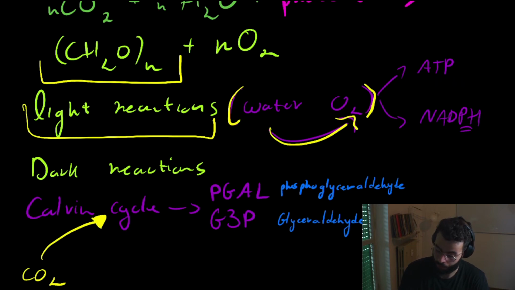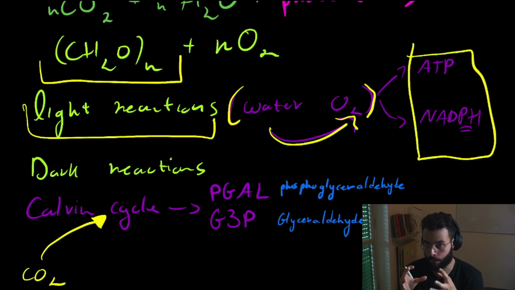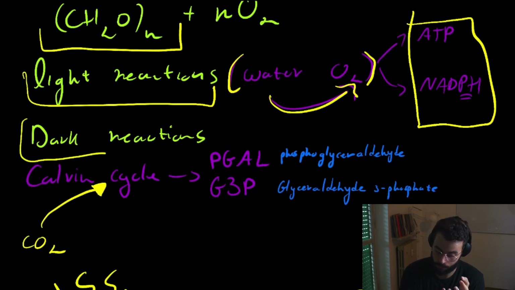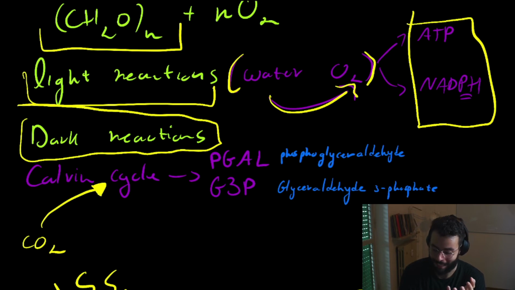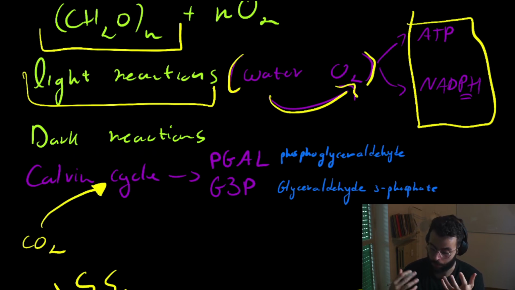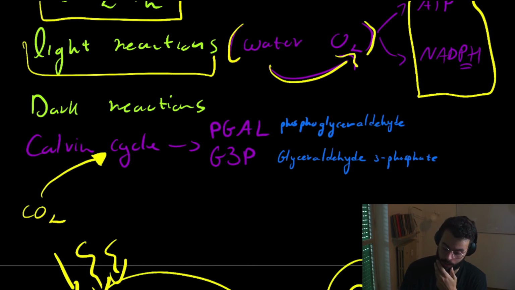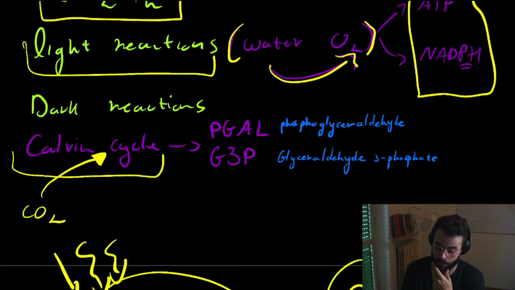So the products of the light reaction are going to be ATP and NADPH. These products are going to drive and give energy to the dark reactions, or the light independent reaction, which is the more appropriate name. The dark reactions are also known as the Calvin cycle. The Calvin cycle is a metabolic pathway that basically is going to allow us to build carbohydrates from carbon dioxide.